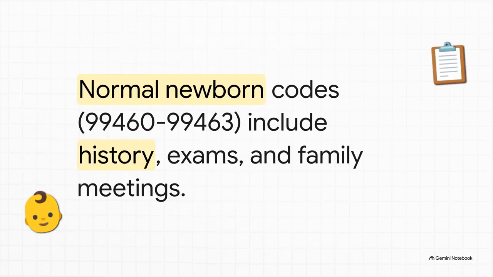Now, what's really interesting about this is the vast scope of what these codes actually cover. The normal newborn codes, which range from 99460 to 99463, are per diem global codes. That means they bundle together a whole lot of work for that single day. They include taking the maternal and fetal history, doing the newborn physical exams, ordering basic diagnostic tests, having meetings with the family, the whole shebang. You absolutely cannot unbundle routine exams or family meetings to bill them separately because these per diem codes already cover the entire day's normal E&M services.